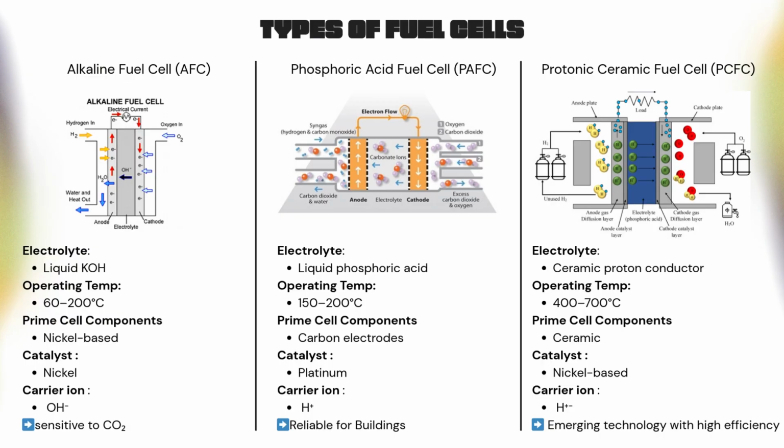Next is the phosphoric acid fuel cell, which contains liquid phosphoric acid as the electrolyte. It works at 150 to 200 degrees Celsius. It uses platinum, carries H+ ions, and this type is reliable for buildings, lights, and hospitals.